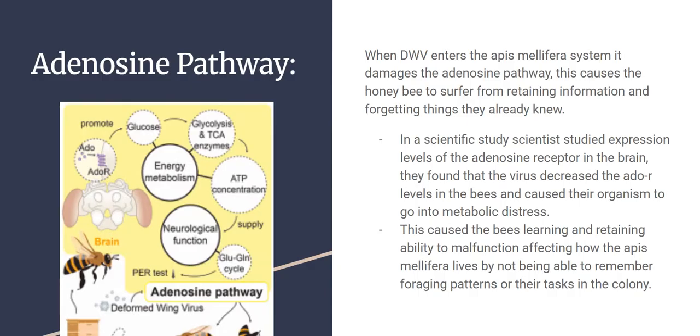So, the adenosine pathway: when DWV enters the Apis mellifera system, it damages the adenosine pathway. This causes the honeybee to suffer from retaining information and forgetting things they already knew. This mostly impacts the foragers, the ones who collect the pollen, because they really need to memorize the patterns of how they get to those pollinating places. So this is really important for bees to have and know. And if it is infected by this agent, it really affects the way they do their task in the beehive.